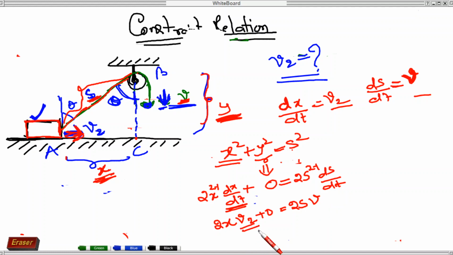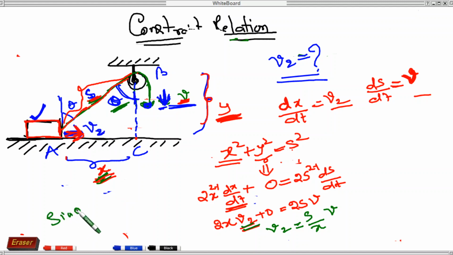We have to find v2. What is v2 equal to? v2 is equal to s over x into v. Now, as theta is given, what would s over x be? I think it will be sine theta. Sine theta is equal to x upon s. So when we put it here, it will become v over sine theta.